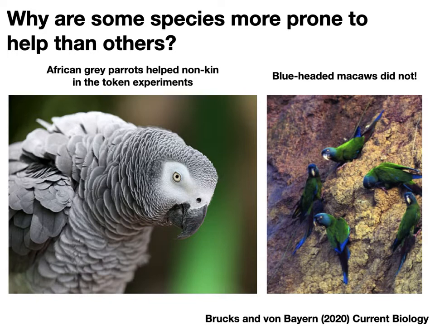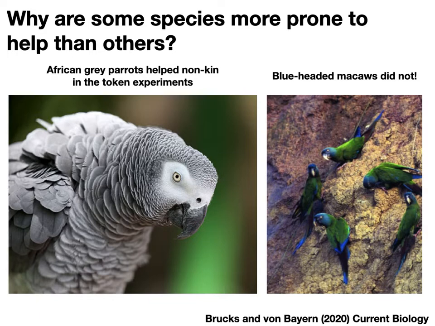Now they didn't just test African gray parrots, they tested another species of highly social parrot as well, the blue-headed macaw. And the blue-headed macaws did not help each other. And so that raises this fascinating question. These are both highly social species from the same clade of birds. They're very intelligent for a bird. They're both known for having very large brains relative to their body size. So just being social is not enough to explain this behavior. Just being smart is not enough to explain it. So why would the African gray parrots help in this experiment, but the blue-headed macaws did not?